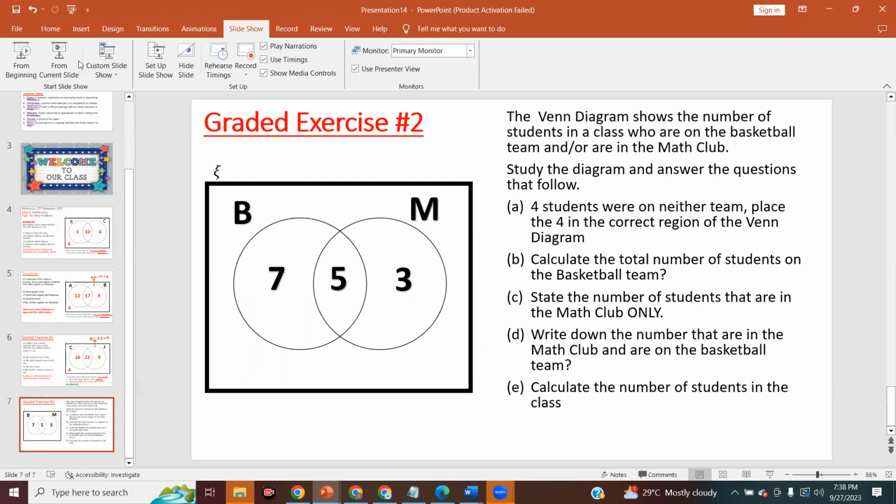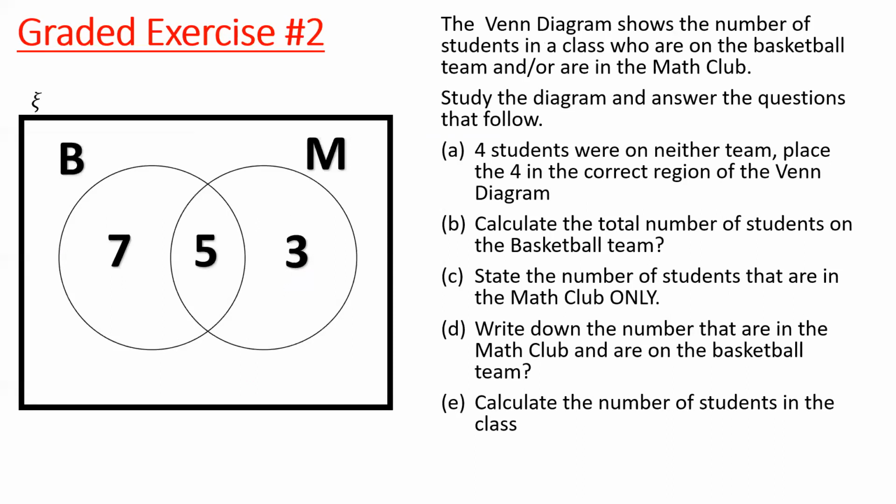So this question came from an exact past paper. So this is how the question will come on your exam if they bring it. Something like this. As you can see, they give you a lot of questions at one time. You have to figure it out, right? So the Venn diagram shows the number of students in the class who are on the basketball team and are in the math club. Study the Venn diagram and answer the questions that follow.